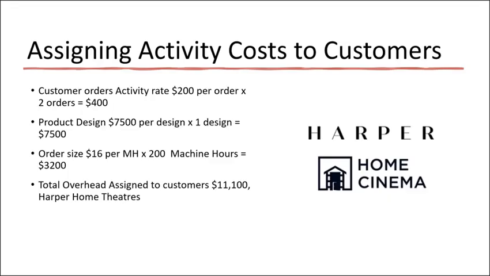We now calculate the activity-based cost of the customer's total activity. So customer orders, activity rate, $200 per order times 2 orders, or $400. Product design, $7,500 per design, 1 design, $7,500. Order size, $16 per machine hour, times 200 machine hours, $3,200. The total overhead assigned to our customer, $11,100 at Harper Home Cinema.